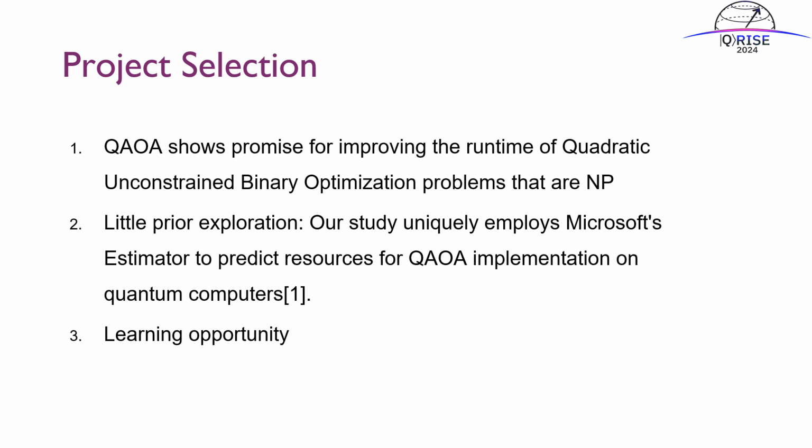The first reason is that previous research shows that QAOA is a promising solution to solve a lot of quadratic unconstrained binary optimization problems. Now, these problems are NP and prime candidates for runtime speedup using near-term quantum computers. The second reason that we chose this as our topic is that while there are actually a lot of resources out there that explore QAOA, we found none that use Microsoft's Resource Estimator to predict the resources needed to actually run a QAOA problem on a quantum computer. The third reason that we chose QAOA as our topic was that until 6 weeks ago, this concept was entirely new to all of us, and we decided to use this chance as a learning opportunity.